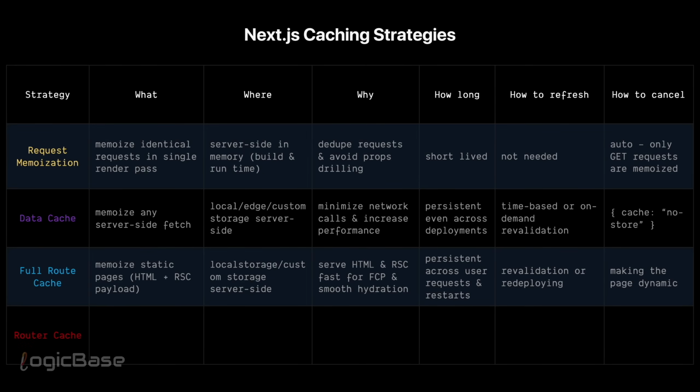Now that we understand the client-side router cache, let's go ahead and answer the 3W and 3H questions. First, what does it do? It helps memoize different segments of our routes on the client side. So when you are navigating between routes, it remembers those segments. Next, where is it stored? It's stored in the client side in memory, meaning it lives inside the browser.